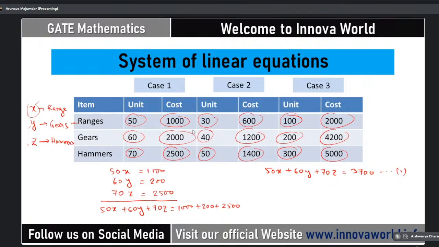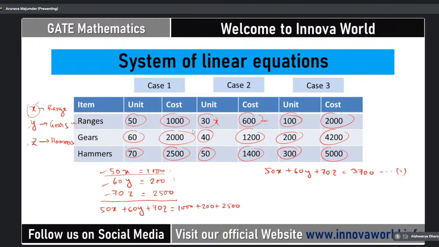Similarly we can get the second equation, which is 30x. Here x is the unit production cost for ranges, so 30 units of ranges are produced, and 30x must be equal to 600. Basically, you can solve these individually and easily by using the first equation. This is also a linear equation, and you can easily solve x equal to 1000 by 50. But just for the sake of example, I am showing you how to form a system of linear equations and how to solve it.